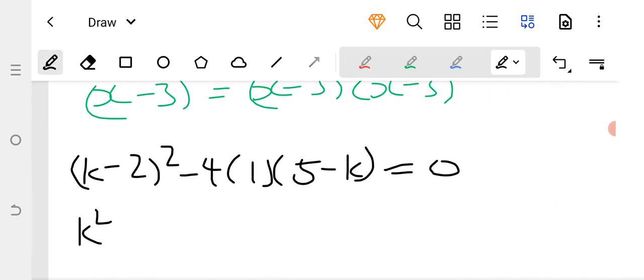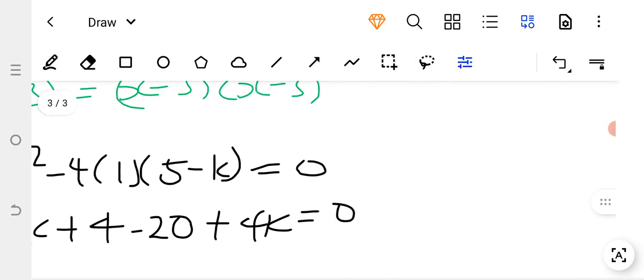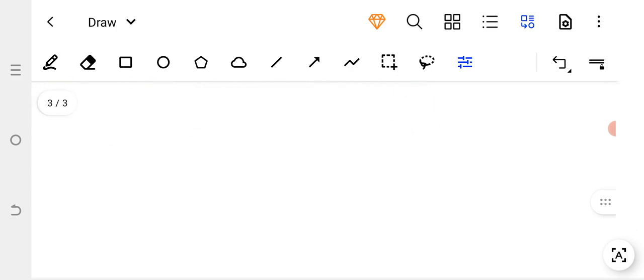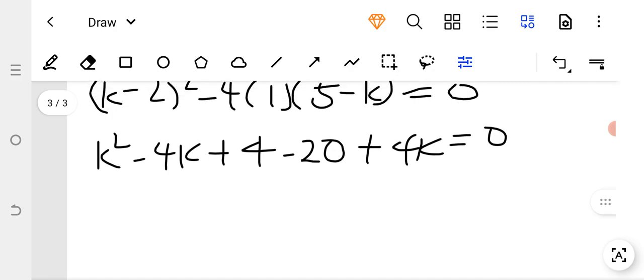So it will be negative what? k times negative 2, negative 2k times 2, negative 4k, negative 2 squared is plus 4. Distribute negative 4 in the brackets: you're going to have minus 20 plus 4k, because minus 4 times minus k is 4k, equal to 0. And then at this point we can just factorize.